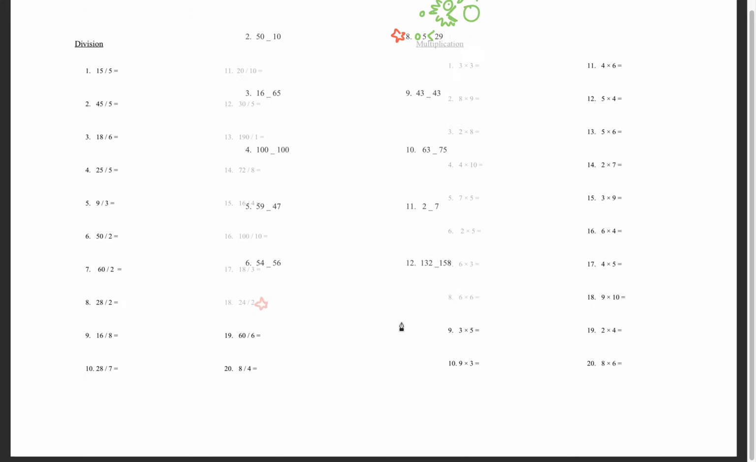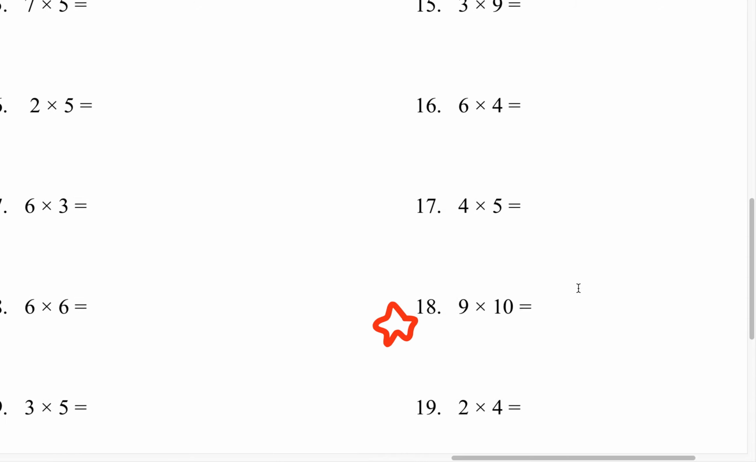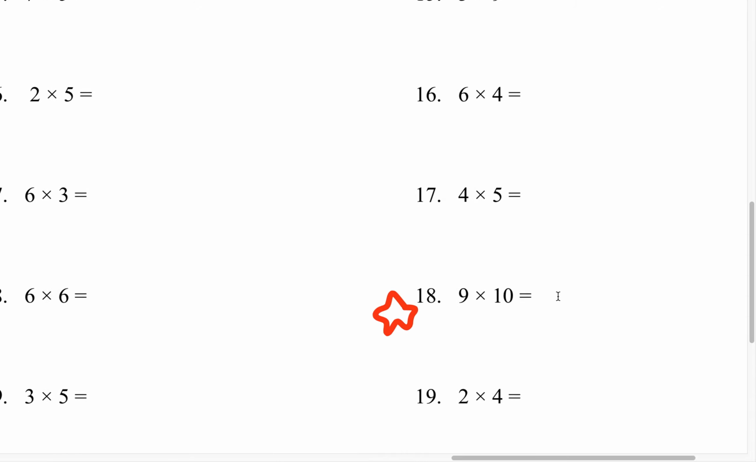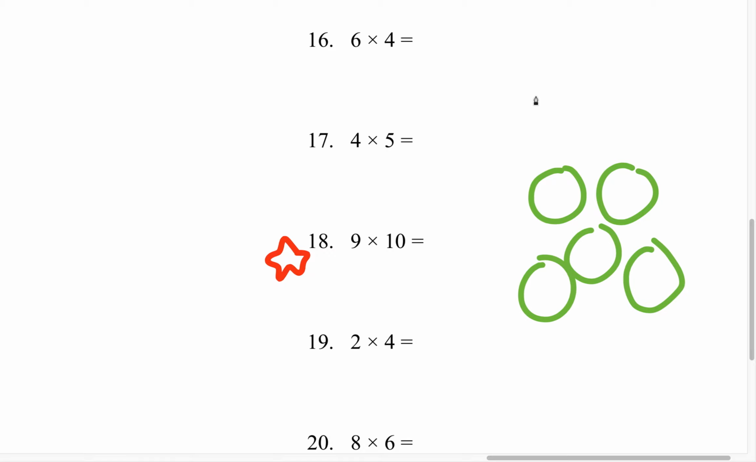Okay, let's look at number 18 for multiplication. This is 9 times 10. One way we could solve this is to make 9 groups of 10, or 10 groups of 9. I put 9 groups, and this one is going to be 10.